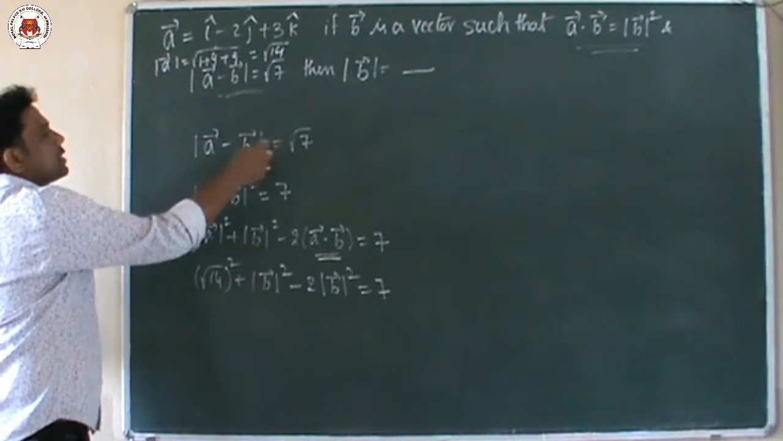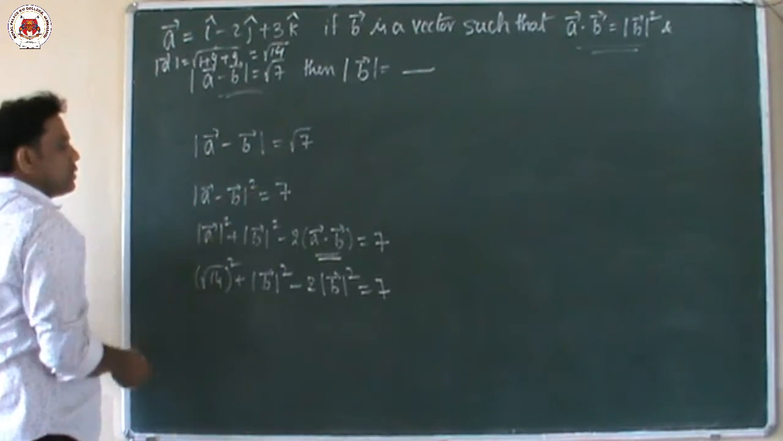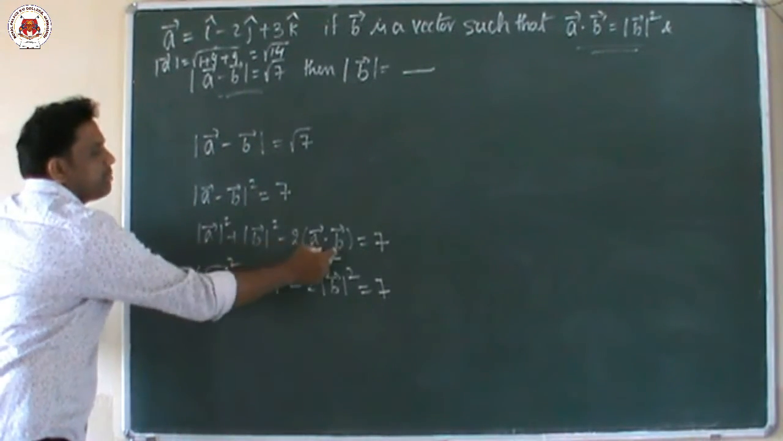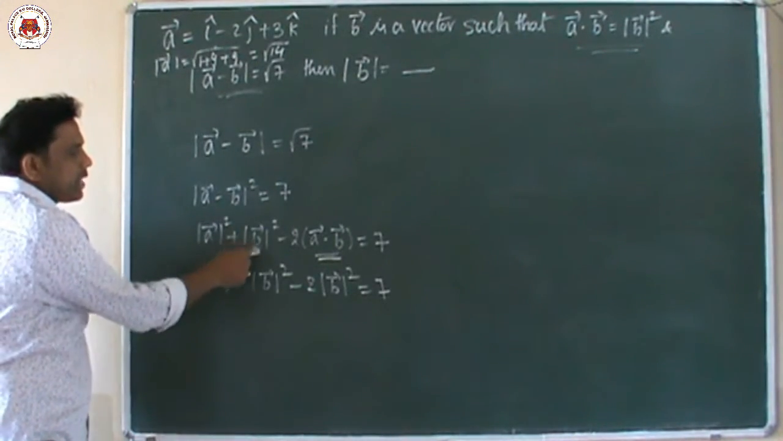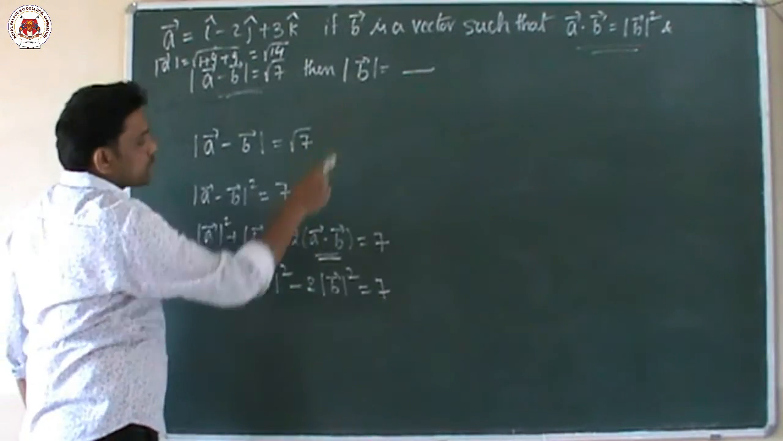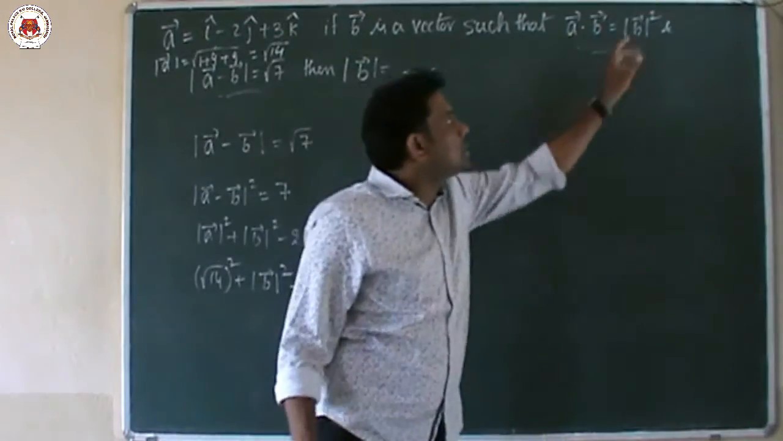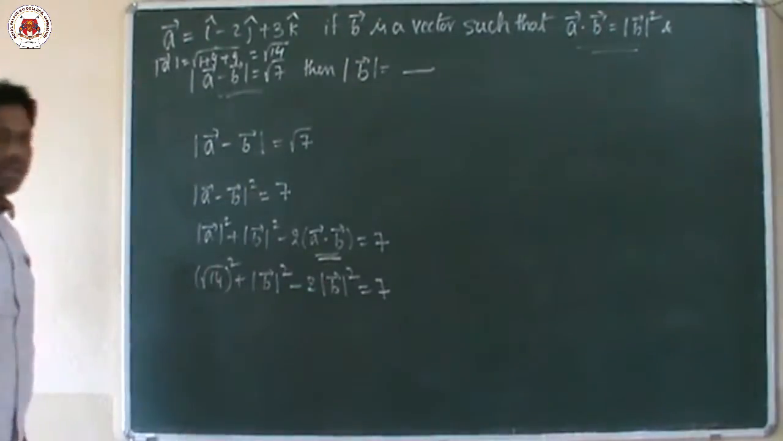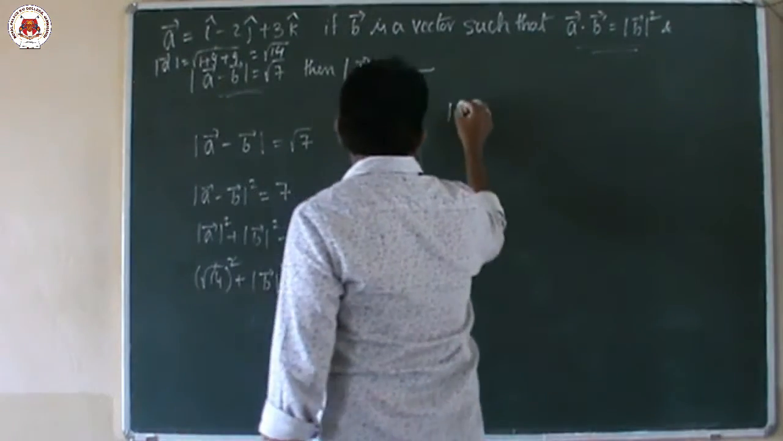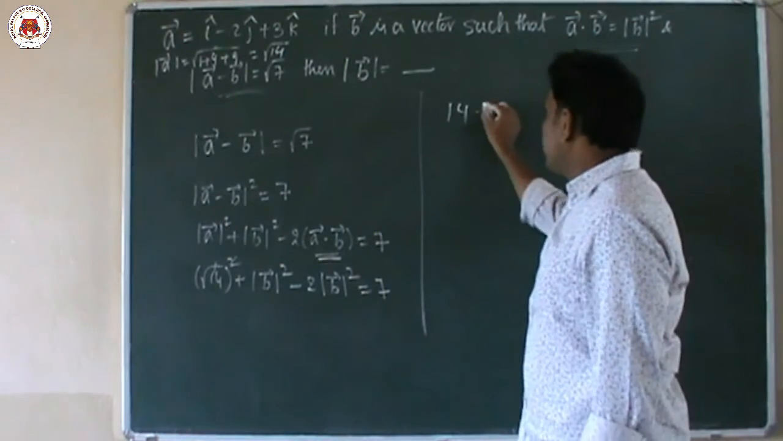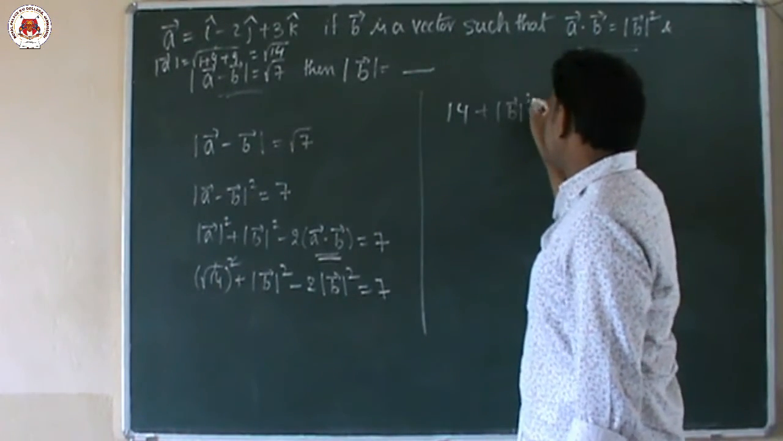Taking the second condition and squaring on both sides, A minus B whole square, A square plus B square minus 2A dot B. So this value we know, root 14. This value I don't know. But according to the first condition, A dot B value is nothing but mod B vector square. So we can write here, square root cancel. Then what is remaining? 14 is there, plus mod of B vector square.